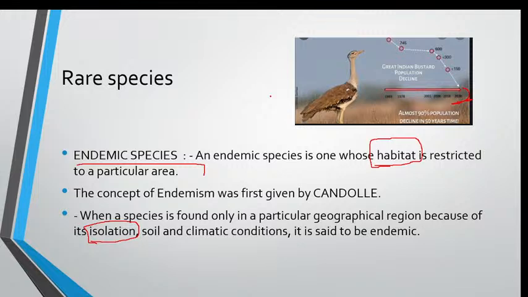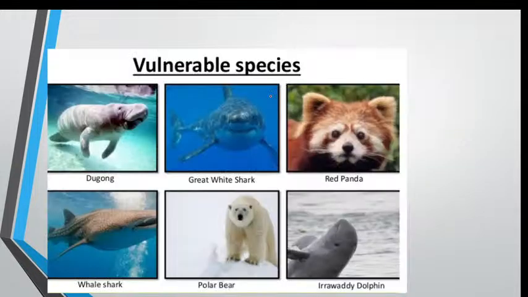And next is vulnerable species. Rare species will become endangered if not properly conserved. Next is vulnerable species. Vulnerable species are also called depleted species.